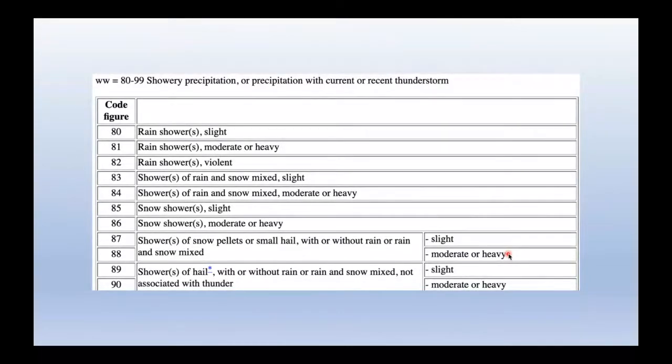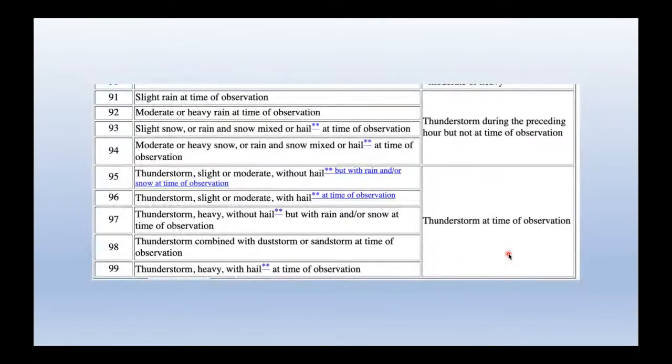And interestingly, at one point in my life, I had most of this table memorized, except for the ones that were very rarely used, like snow grains or diamond dust. I didn't use those enough to really remember them, but I could look them up easily enough if I needed them. And then the thunderstorms, of course, as well, including the 99, which is heavy thunderstorm or severe thunderstorm with hail at the time of observation. That's kind of the worst.